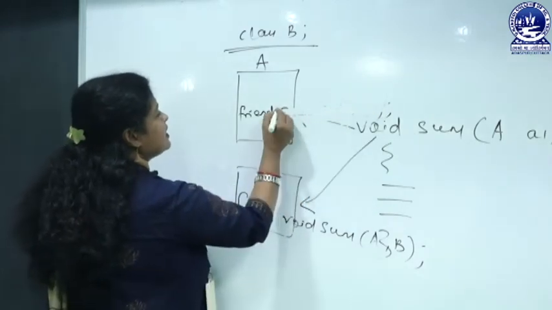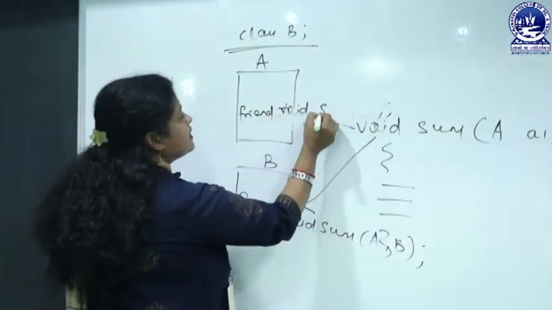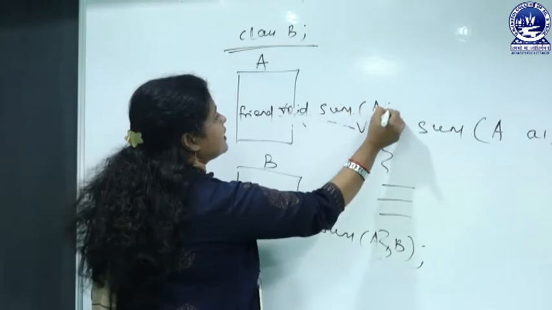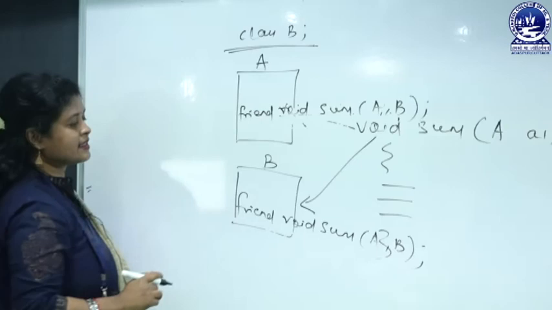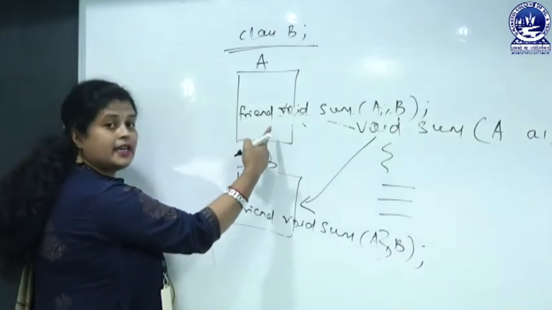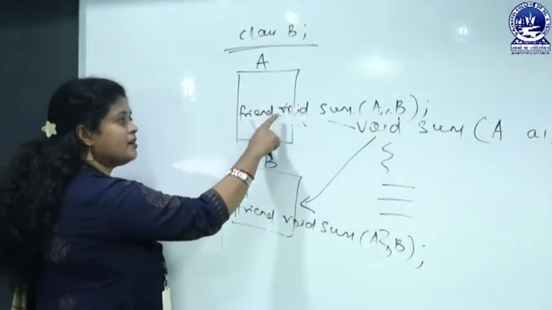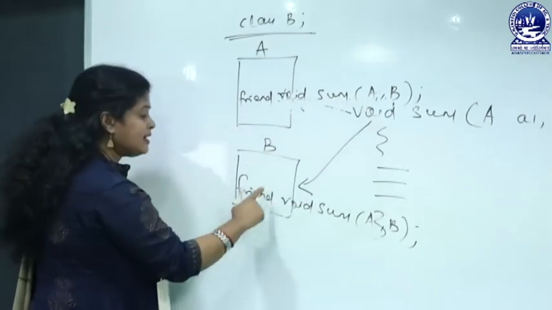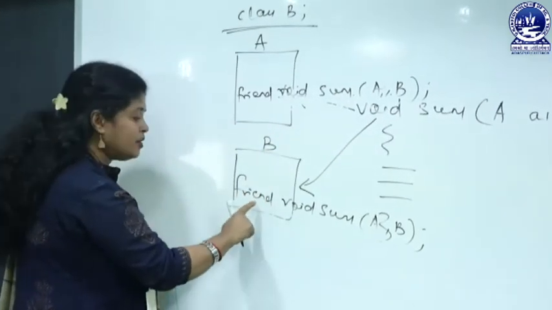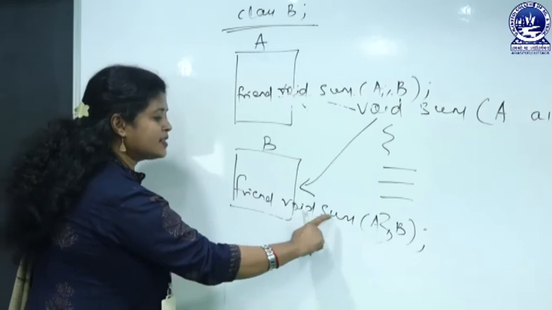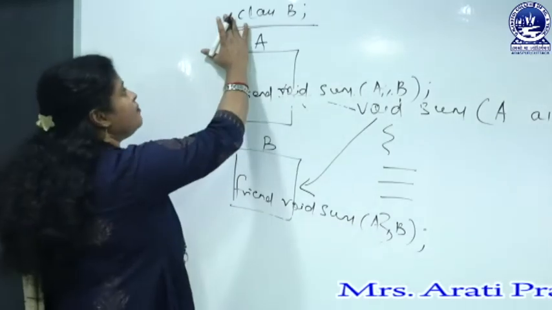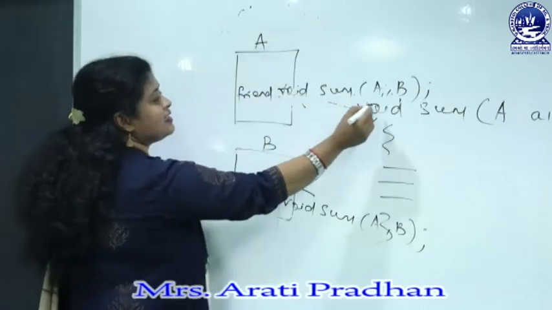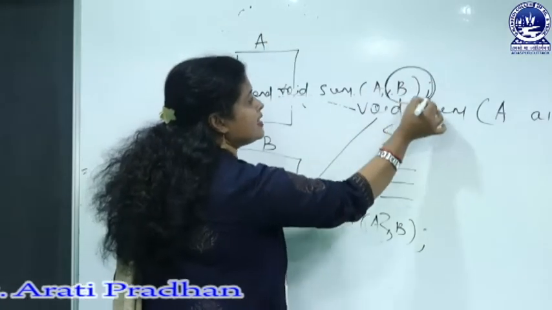Here once again let me write it, void sum(A, B). Here you can see that in class A you need to declare friend void sum(A, B), and in class B also you need to declare friend void sum(A, B). Suppose by mistake you miss this statement, at that time the system will prompt an error here.